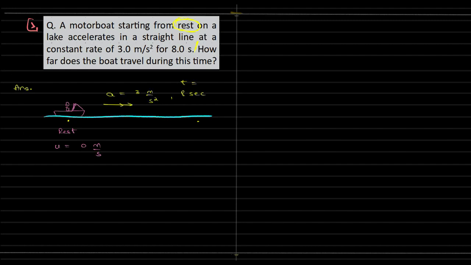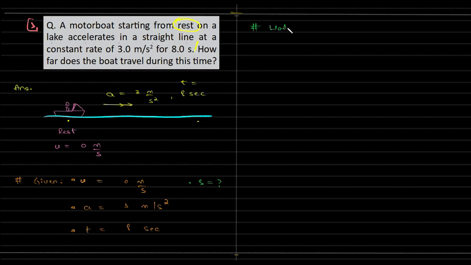And now we have the given: u is equal to 0 meters per second. Then we have acceleration, which is 3 meters per second squared, and the time period. Nothing to convert over here, simple and straightforward. Time period is also given, 8 seconds. And we have the unknown quantity, that is, s is equal to what?